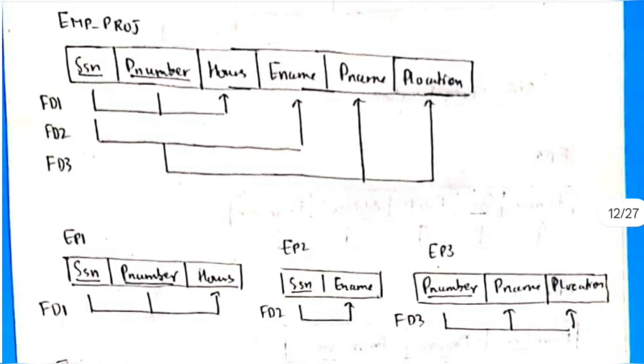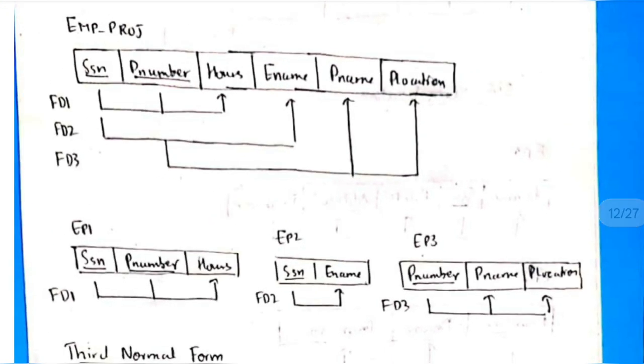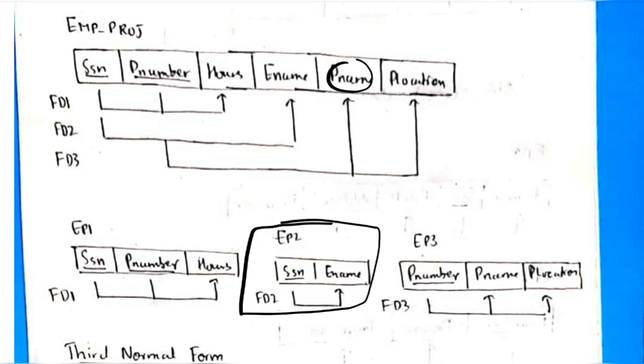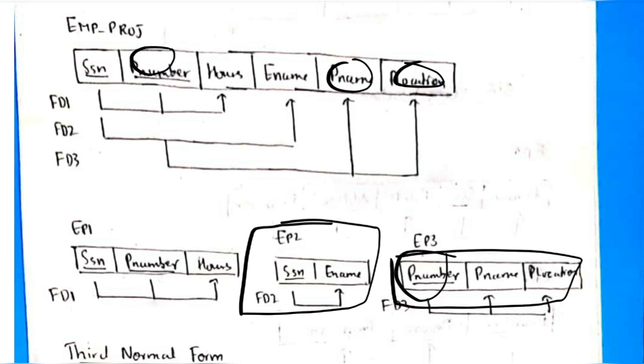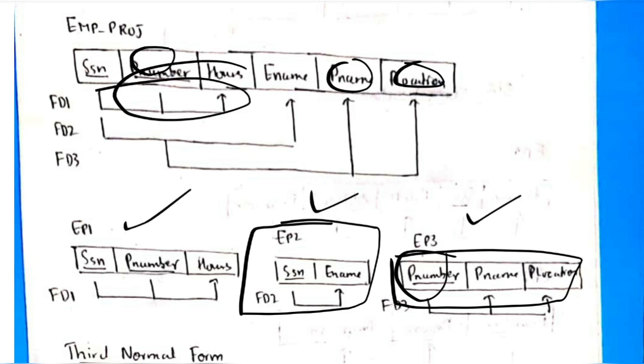Since SSN and E name only have a dependency, we can't have P number also in the same table. So therefore we'll be making a separate table for this one. Same thing goes for P name and P location. P name and P location are dependent upon P number only. So we'll be having P number here along with the other two attributes. So totally we'll have three tables instead of one table, which satisfies the second normal form.